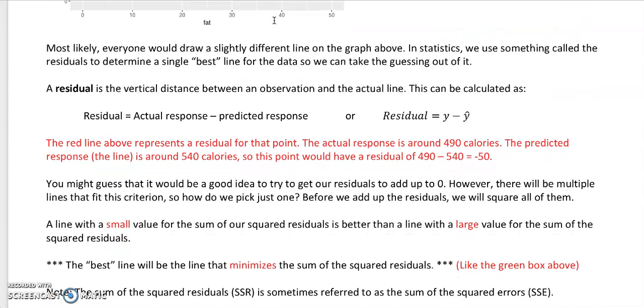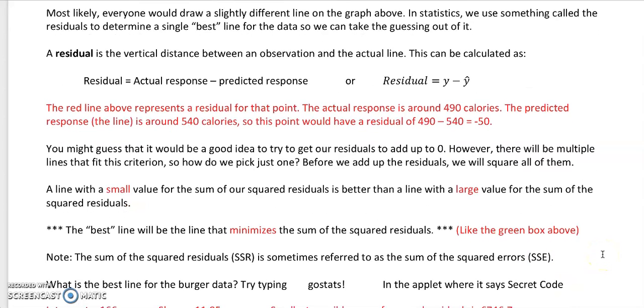And so there's only going to be one line that minimizes the sum of the squared residuals. So there's one line that has as small a value as possible when you add up all of those squared residuals. And I've got a note here that sometimes we also refer to that as the sum of the squared errors. So you might see both of these.